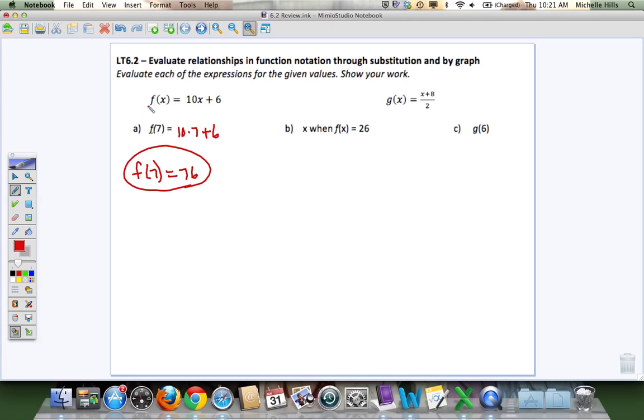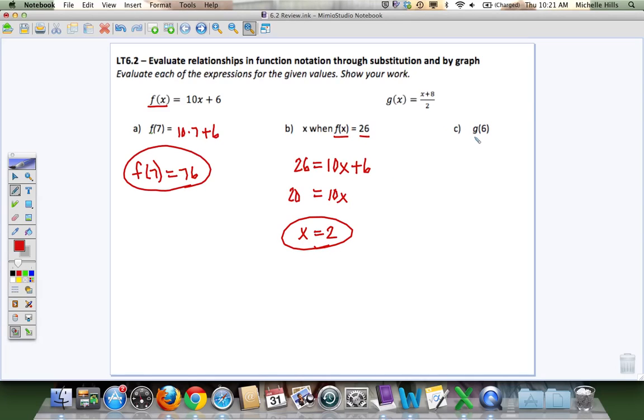This gives me this whole side of the equation. It says it's 26. So that side is replaced with 26. It wants me to actually solve this equation now for x. So I'm going to subtract 6 from both sides to get 20 equals 10x, and then divide both sides by 2 to get x equals 2.